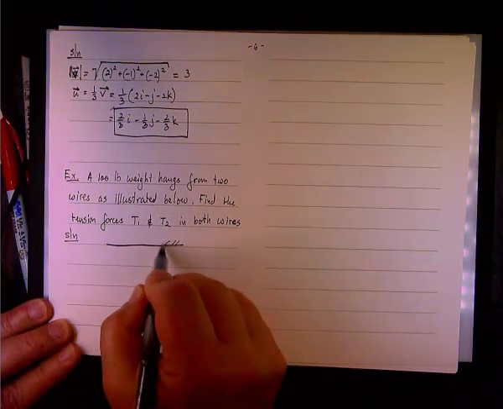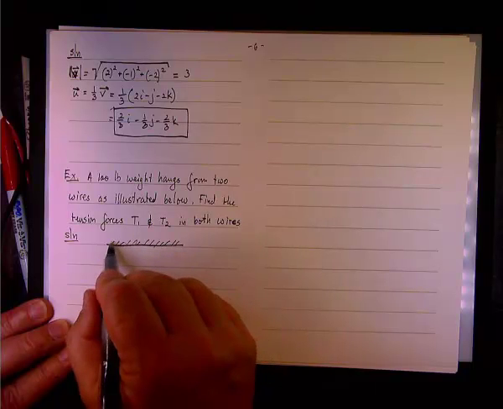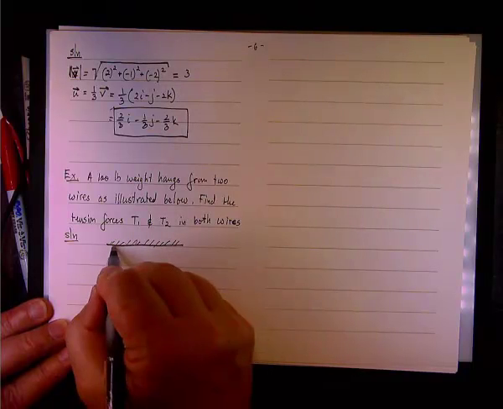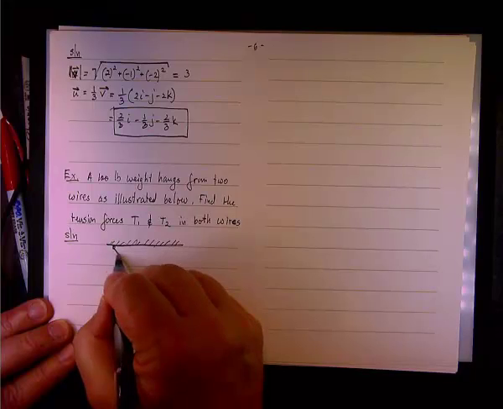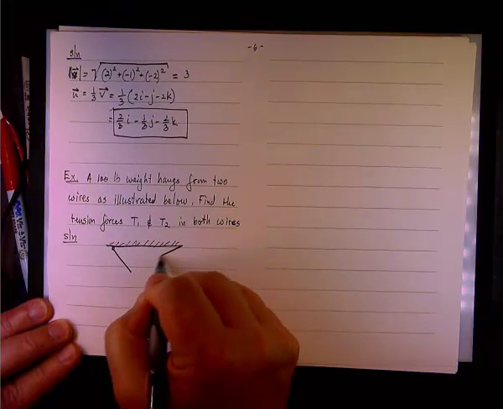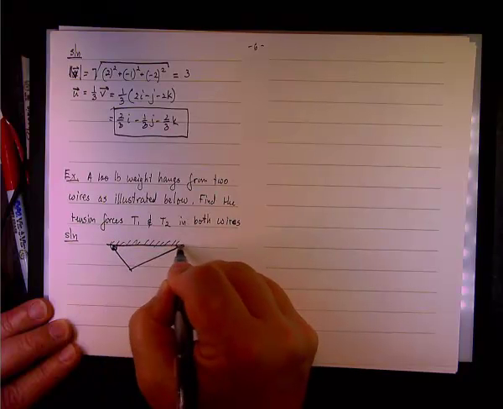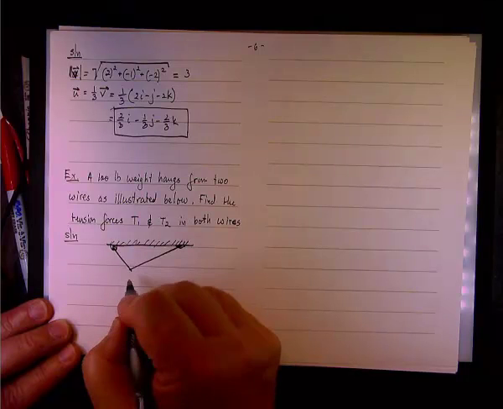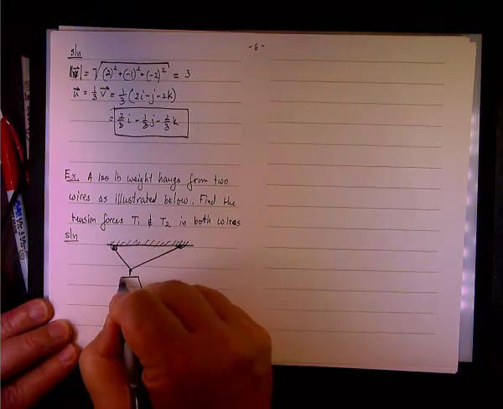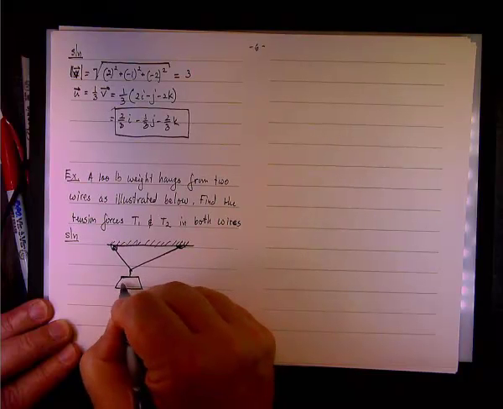So, to illustrate, let's say this is some sort of ceiling, and you have a weight that is not really in the center. It's like so. The wires are connected, hinged to the ceiling, here and here. This is the weight of 100 pounds.